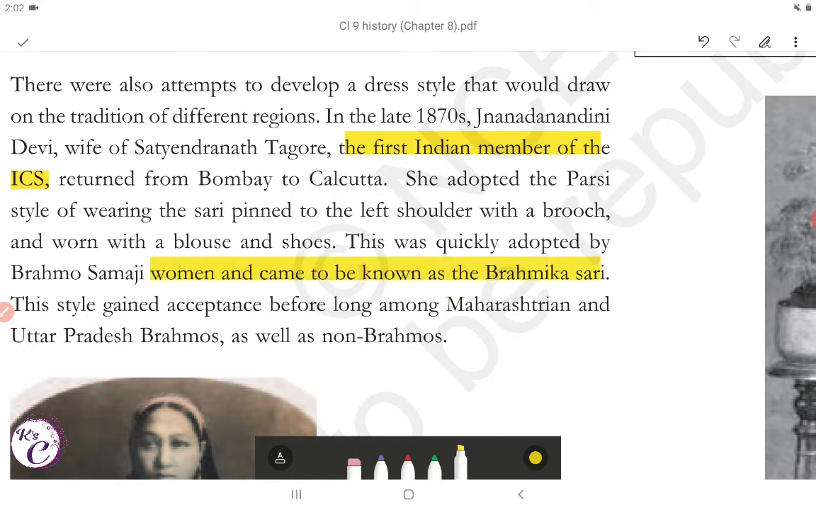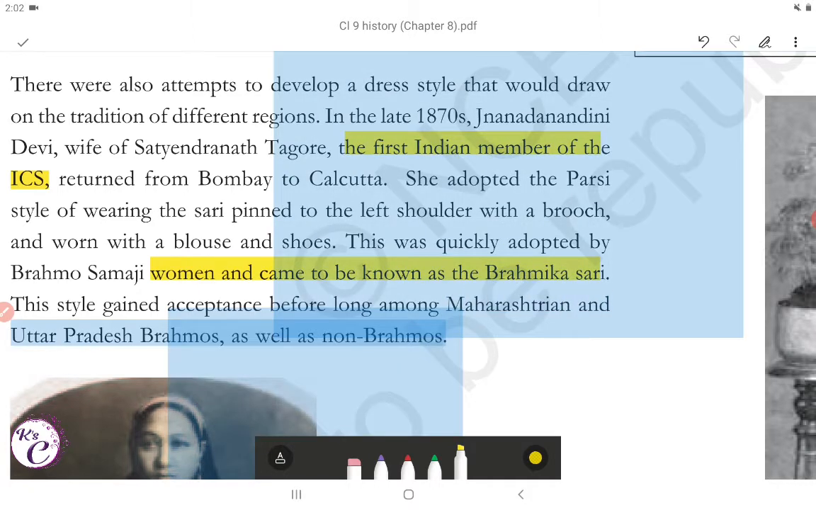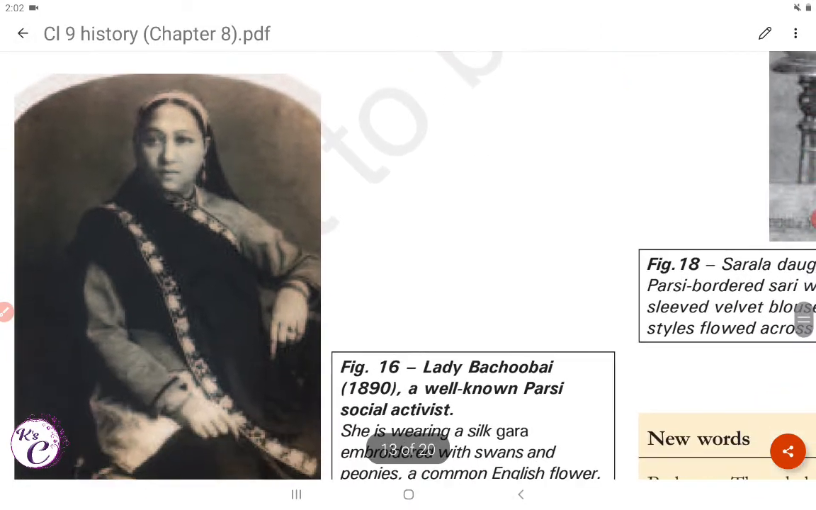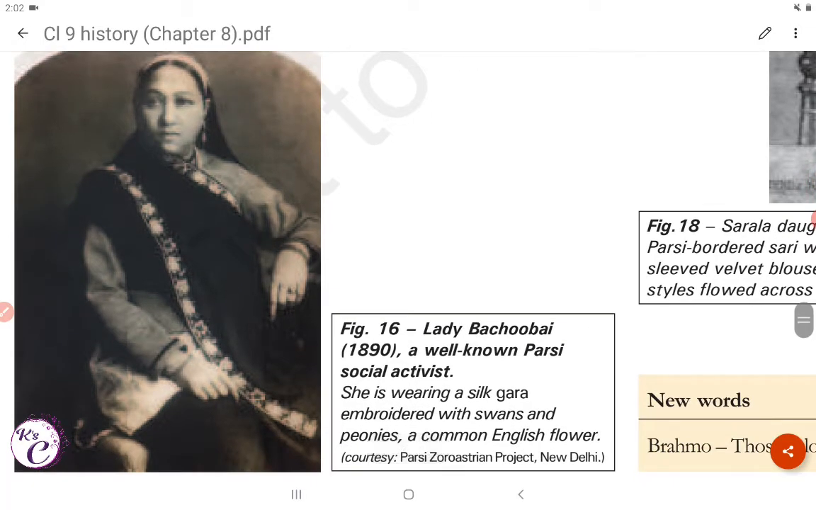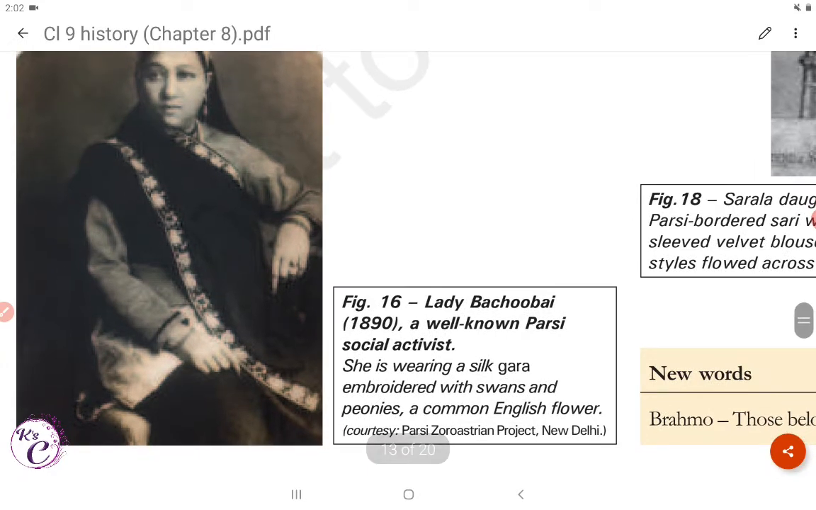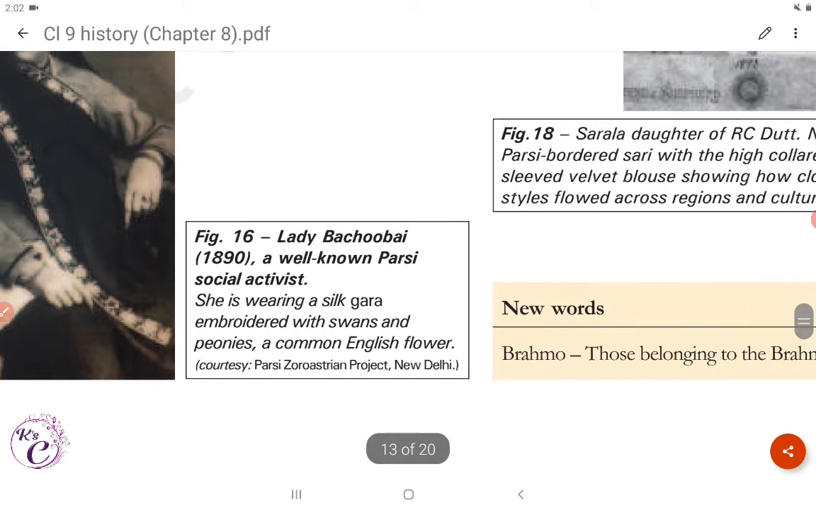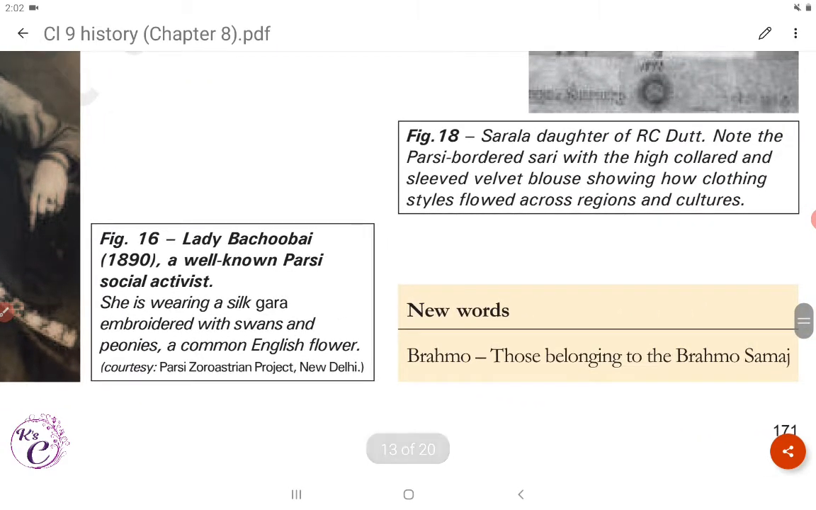This style gained acceptance before long among Maharashtrians, then Uttar Pradesh Brahmos as well as non-Brahmos. Here's figure 16, Lady Batubai, 1890, a well-known Parsi social activist. She is wearing a silk sari embroidered with swans and peonies, a common English flower. So what is Brahmo? Those belonging to the Brahmo Samaj.